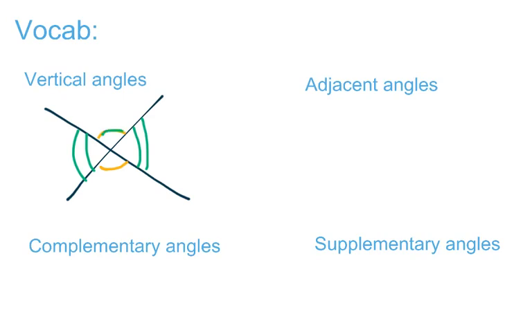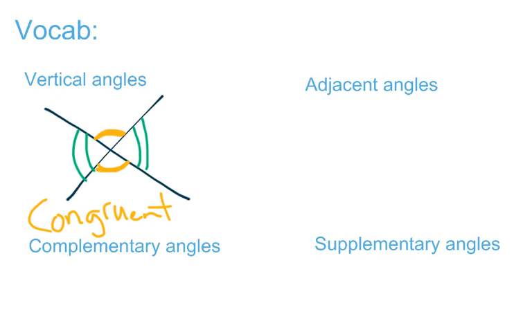So here's one angle. To find a vertical angle, it's got to be on the other side of the point, and these are going to be congruent. That's a fancy word meaning they are the same. So the yellow angles, they're going to have the same measure. The green angles, they're going to have the same measure to one another.